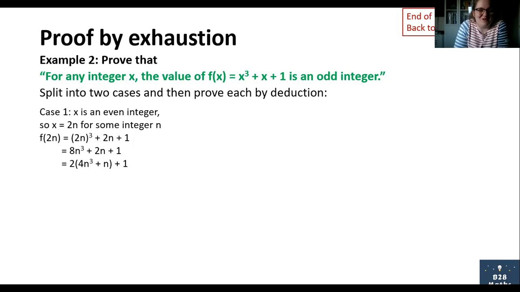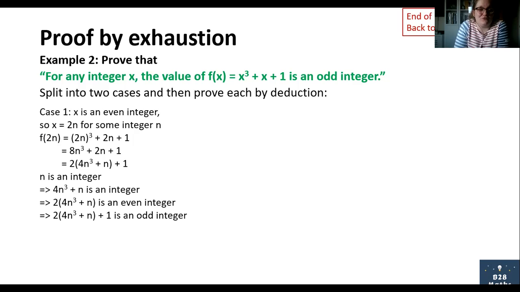Therefore, we will get 2 multiplied by 4n cubed plus n, plus 1. n is an integer. Therefore, 4n cubed plus n is an integer. Therefore, 2 lots of 4n cubed plus n is an even integer. Therefore, 2 lots of 4n cubed plus n, plus 1 is an odd integer. So f(x) is odd when x is even.